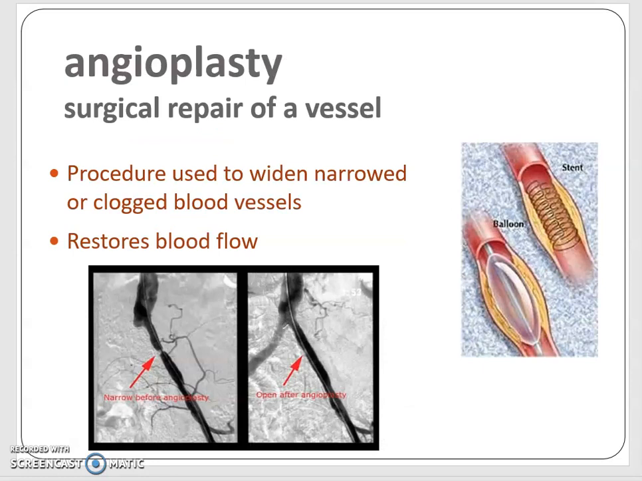Also using the combining form angio, we can do angioplasty. This is a surgical repair of a vessel. This is a procedure used to widen narrow or clogged blood vessels and restores blood flow. So we have something called plaque that can build up in our body in different places. And when it's in the cardiovascular system, it's potentially dangerous because it could block an artery.